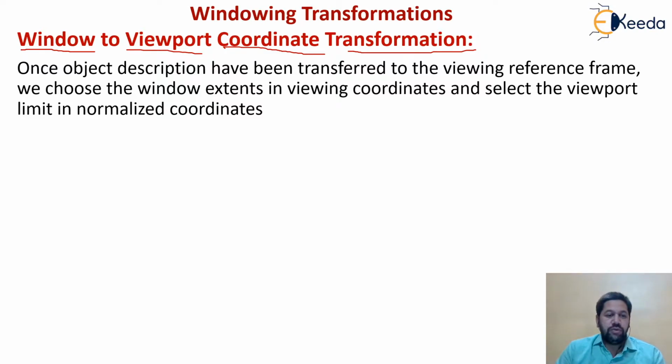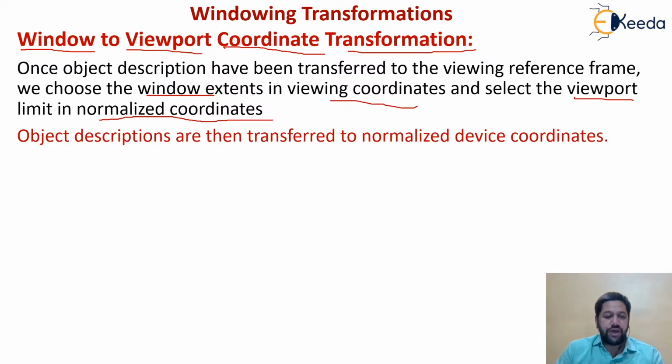Generally, once the object description has been transferred to the viewing reference frame, we choose the window extent in viewing coordinates and select the viewport limits in the normalized coordinates. We have seen this in the viewing transformation. The final step is that the object description is then transferred to normalized device coordinates or screen coordinates.